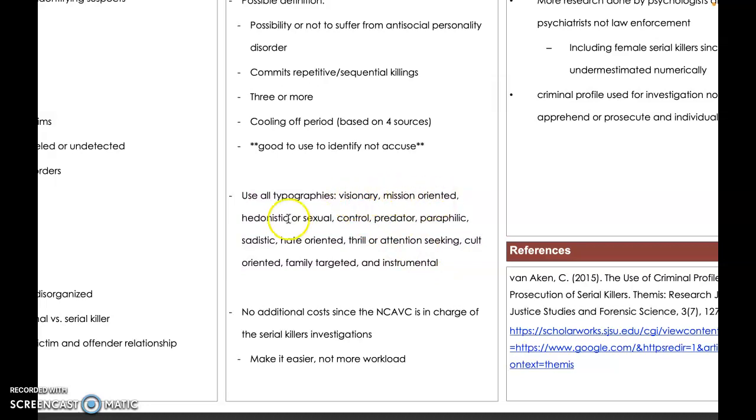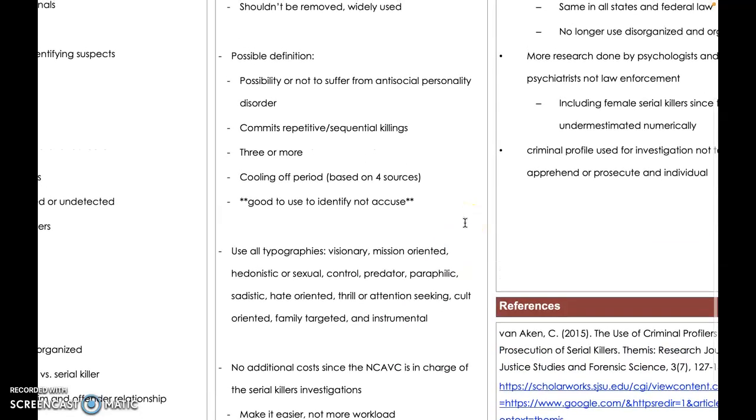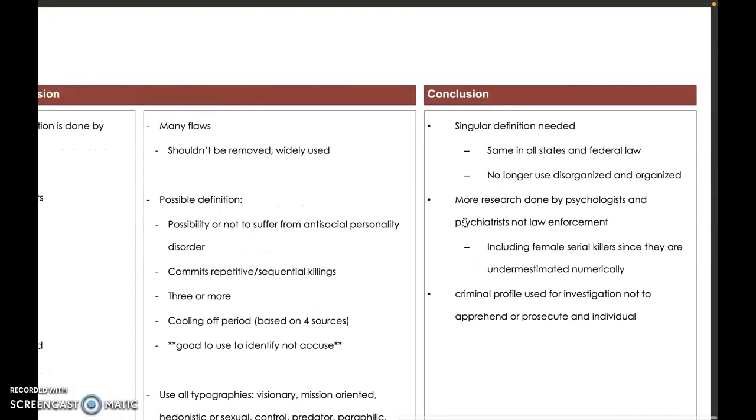So visionary, mission-oriented, hedonistic, sexual, control, predator, paraphilic, sadistic, hate-oriented, thrill, retention-seeking, cult-oriented, family-targeted, and instrumental. This also includes the female serial killer labels, just so that you don't exclude any females that can be a possible serial killer. This would be no additional cost, since the NCAVC is in charge of the serial killer investigation. It makes it easier, not much more of a workload. It's just easier to identify in general.